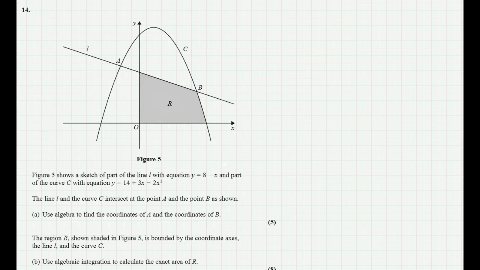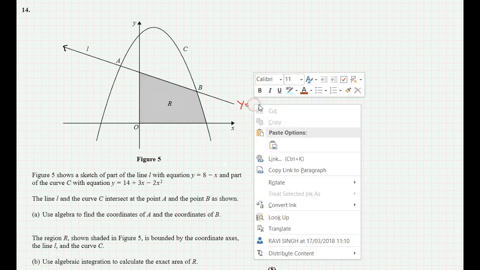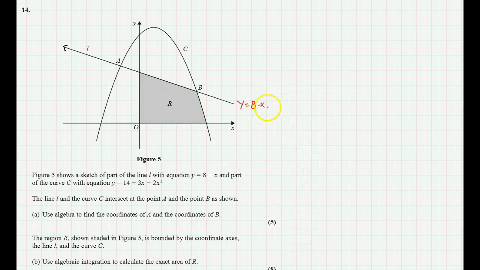Question number 14. This figure shows a sketch of part of a line L with the equation y equals 8 minus x. This is the line, and the equation is y equals 8 minus x. And part of the curve C has the equation y equals 14 plus 3x minus 2x squared. Use algebra to find the coordinates of A and B, where they intersect.